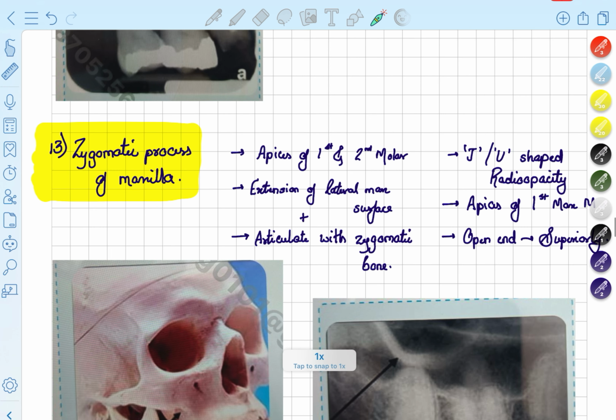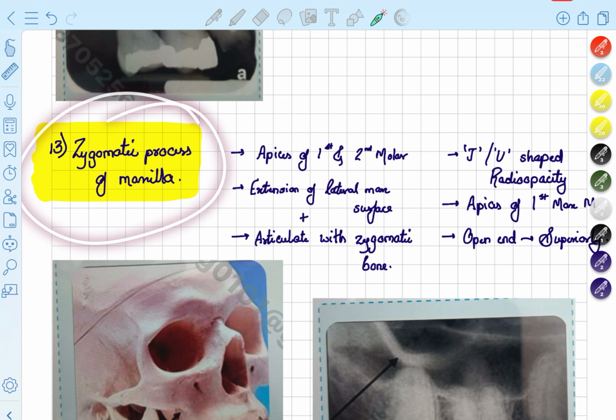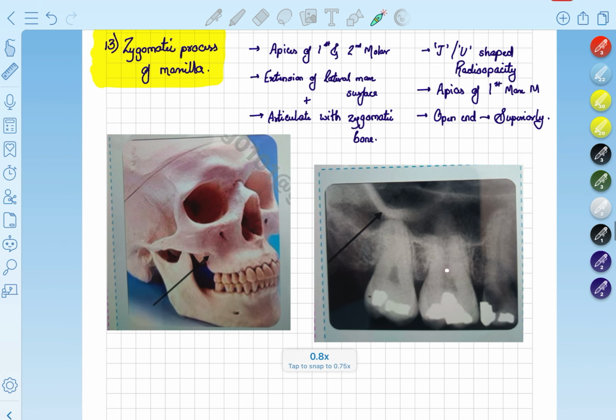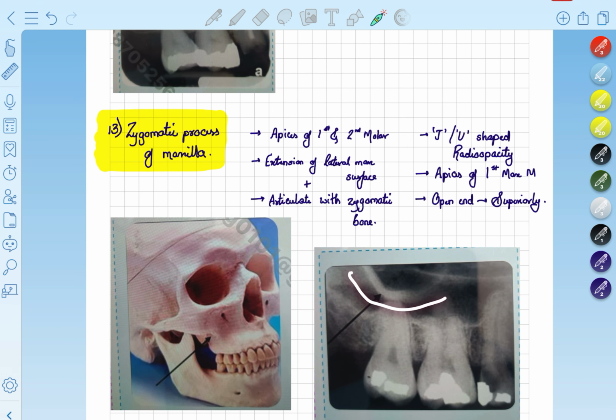The next structure is the zygomatic process of maxilla. As we know, maxilla has many processes like palatal process, zygomatic process. So this is the zygomatic process, at the apices of first and second molar, the roots of first and second molar. So here it is located. This is the zygomatic process of maxilla.